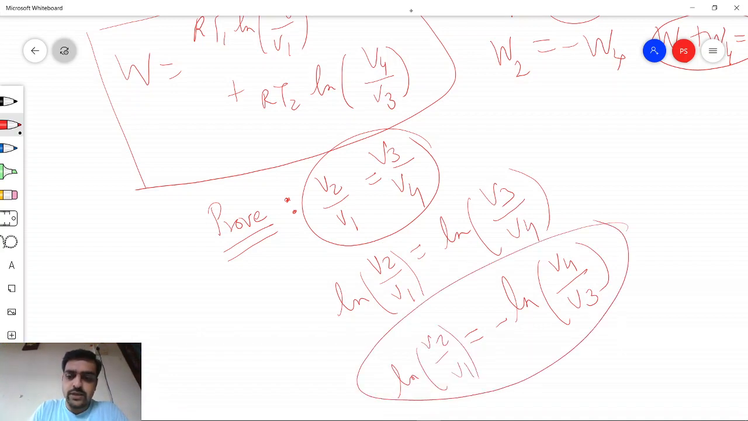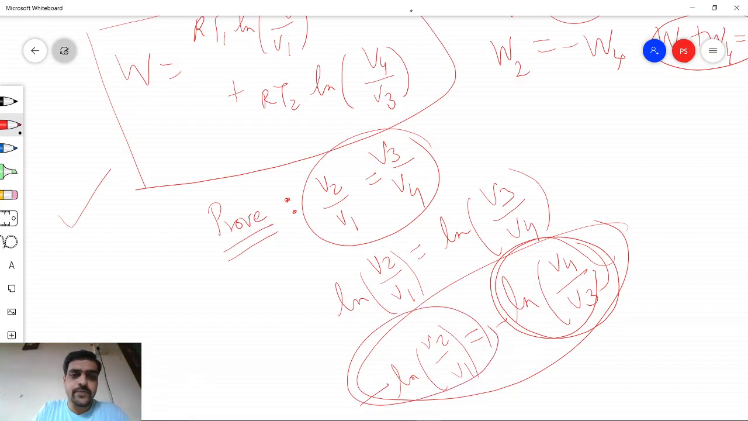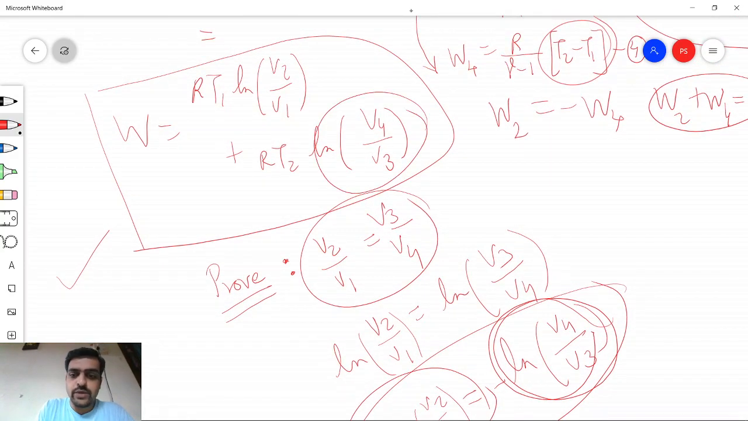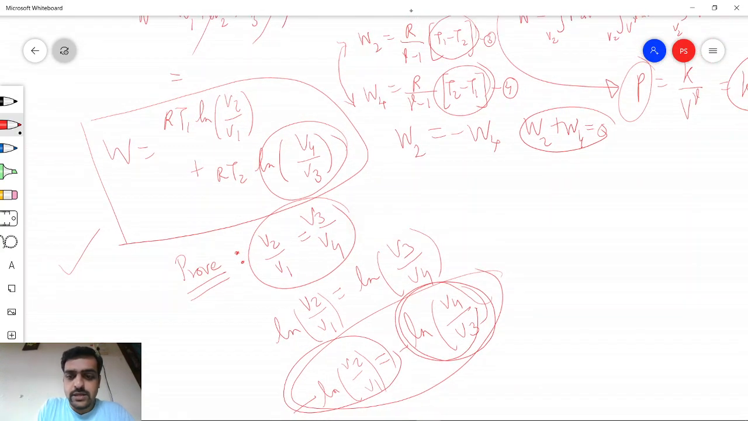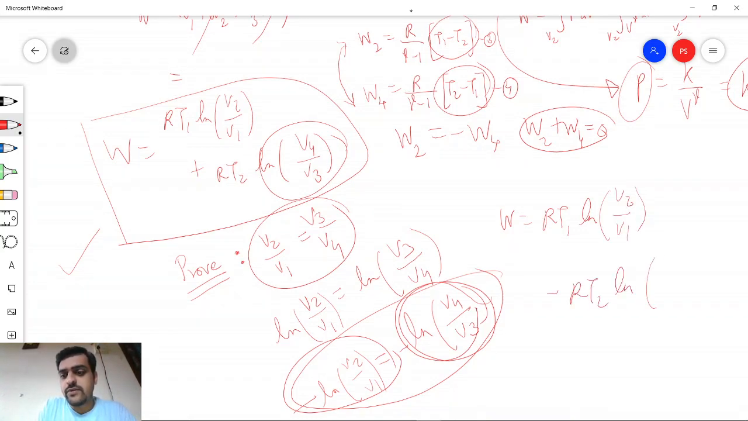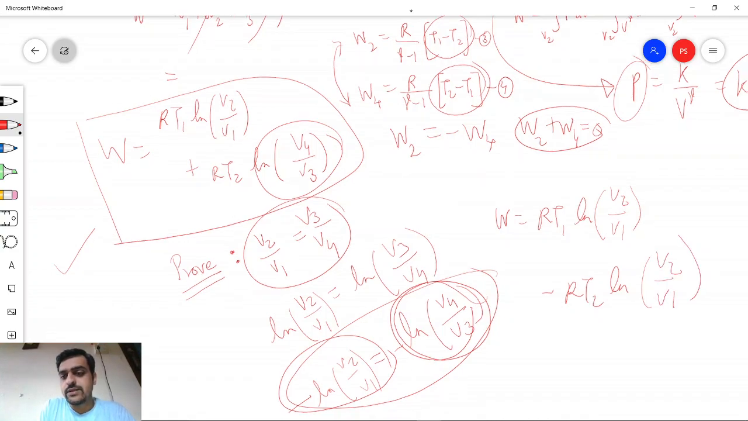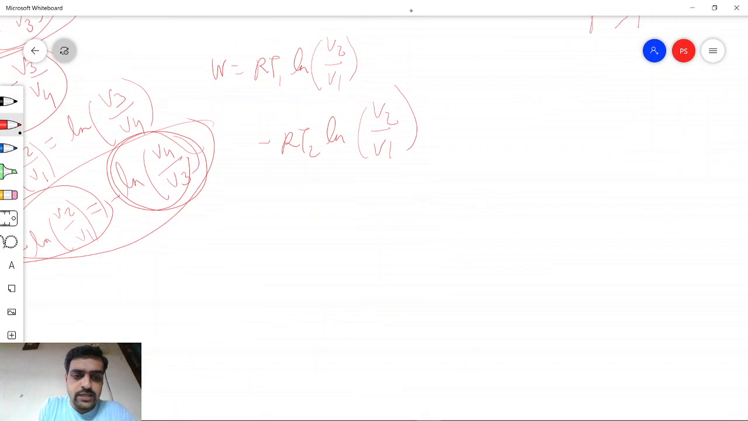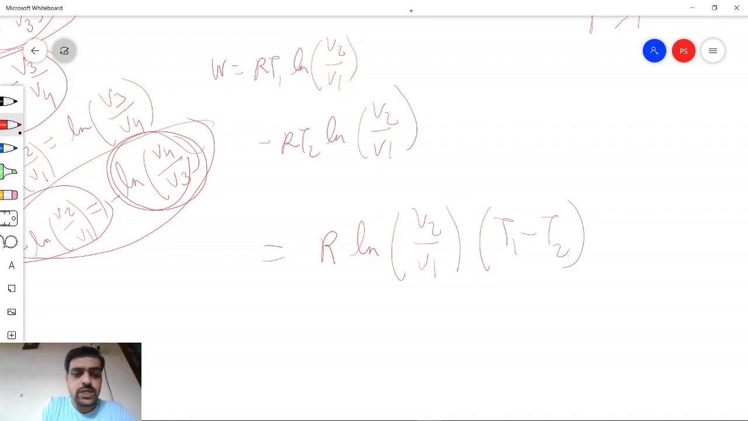Now if you use this term here, this log of V4 by V3 gets replaced by minus log of V2 by V1. So let us use it here to get an expression for work done as W equal to RT1 log of V2 upon V1 minus RT2 log of V2 upon V1. Yes. Now the things which are common are R log of V2 upon V1 into bracket T1 minus T2. This is the work done during the process.